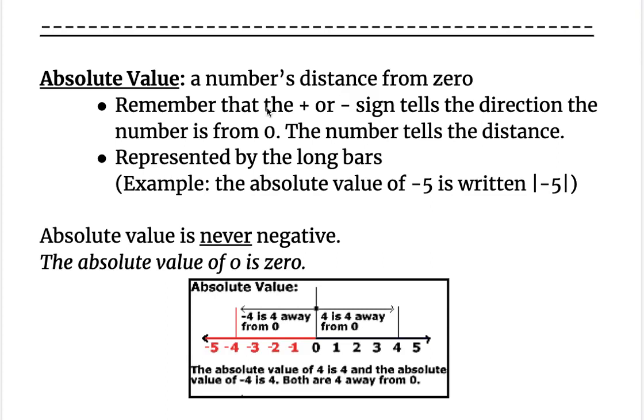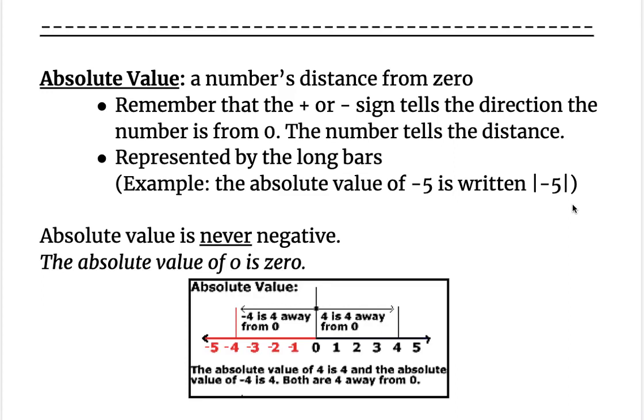So in this case, we want you to ignore the sign because the positive or negative just tells you the direction the number is from zero. All your positives are on the right-hand side, all your negatives are on the left-hand side. But that's not what absolute value wants from you. Absolute value just wants the distance, doesn't care about the direction. So you just want to look at the number. The number tells you the distance. So you're going to ignore the positive or negative sign. And absolute value is represented by these long bars outside of the number. So for example, the absolute value of -5 is written with -5 inside two long bars.